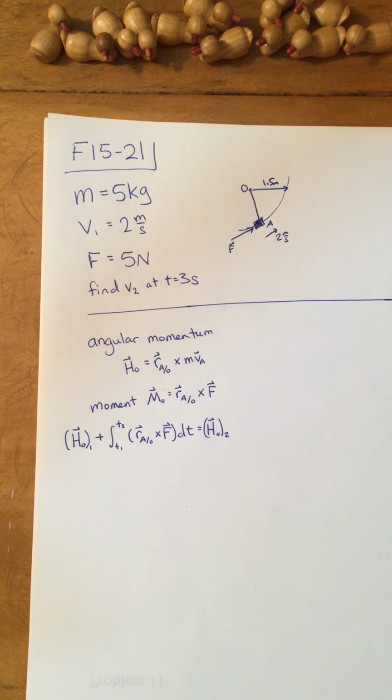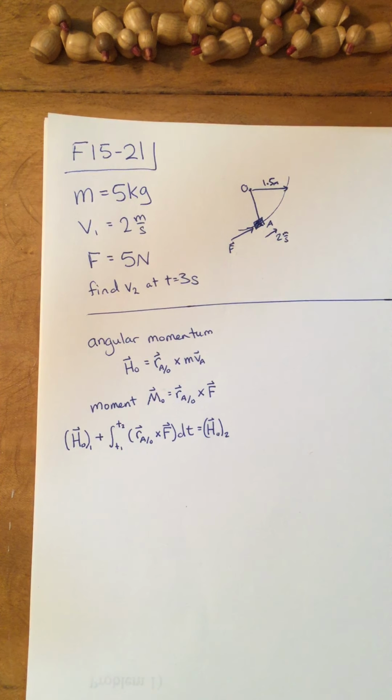Then I can also write an expression for the final angular momentum. With the final point, which is 3 seconds after, this vector is going to be pointing in a different direction, but it's still going to be perpendicular to the velocity. And it's still going to be pointing upward, so in the k hat direction. So we have the length of the vector r, which is still 1.5. The mass is still 5. The velocity is now, okay, we're calling it v2. So the velocity is v2, and this is in the k hat direction.